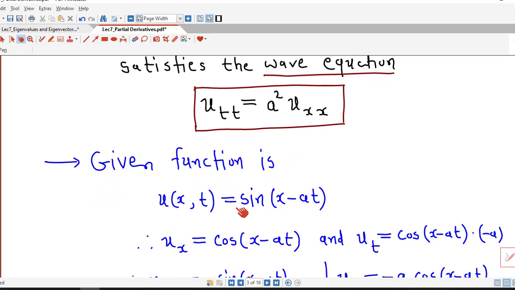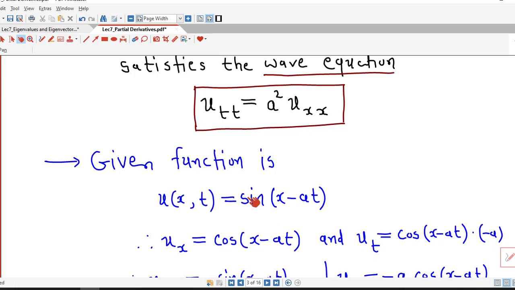So we write given function is u equal to sine of x minus at. So if we differentiate with respect to x, we consider t as constant, and before that we apply chain rule. By chain rule, derivative of sine function is cosine function. So derivative of sine of x minus at is cos of x minus at into derivative of x minus at with respect to x, which is 1 minus 0, that is 1.